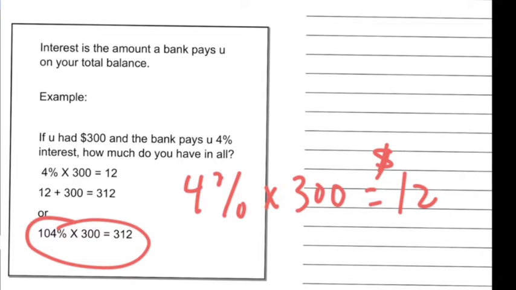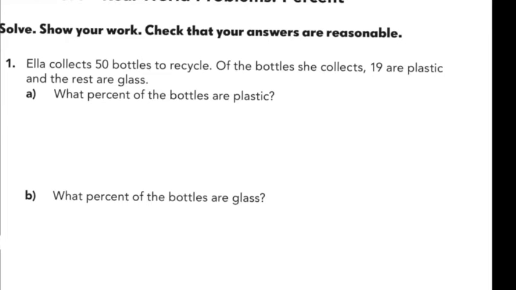So either way works. Okay, so let's move on to our problems now. Let's go over our homework. Number one says Ella collects 50 bottles to recycle. Of the bottles that she collects, 19 are plastic and the rest are glass. So we want to figure out what percent of the bottles are plastic and then what percent are glass.